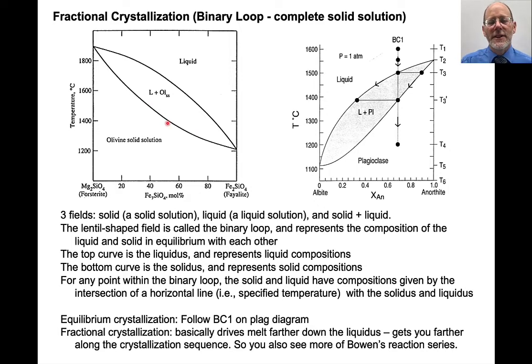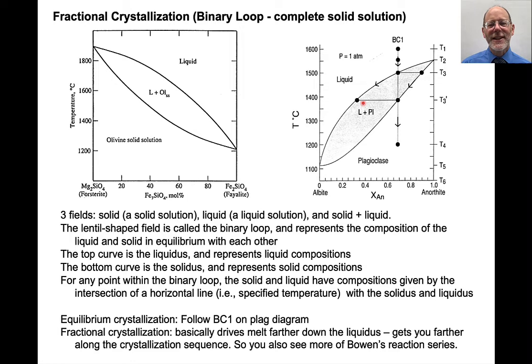And there are many different binary diagrams. Olivine is an important one. Plagioclase is another one. So here we have liquid as the one-phase field at high temperature. Here we have solid plagioclase as the one-phase field at low temperature. And in between, we have this binary loop of coexisting liquid and plagioclase.